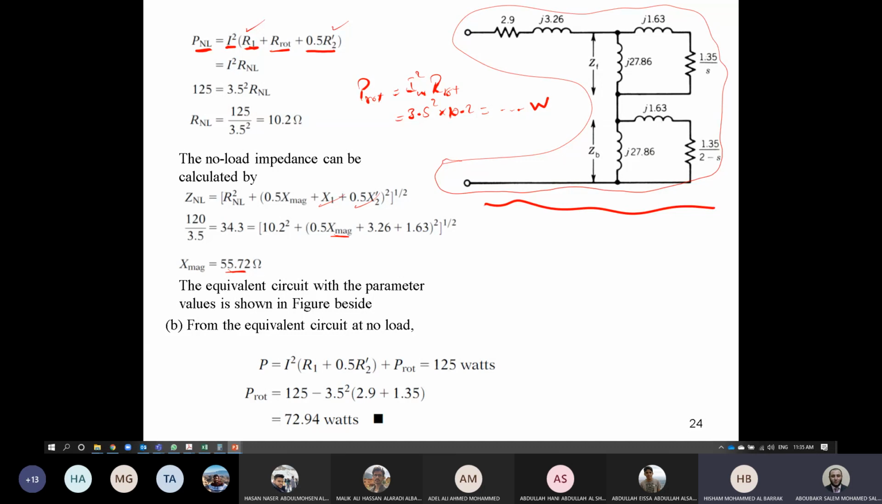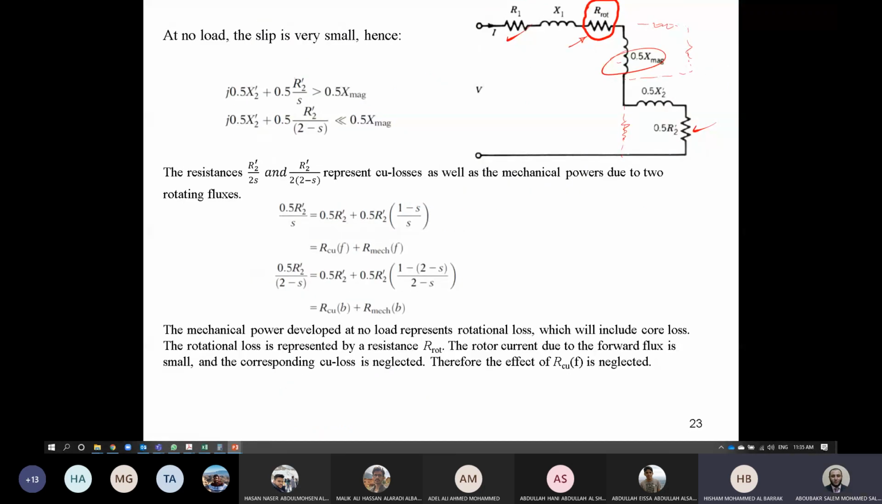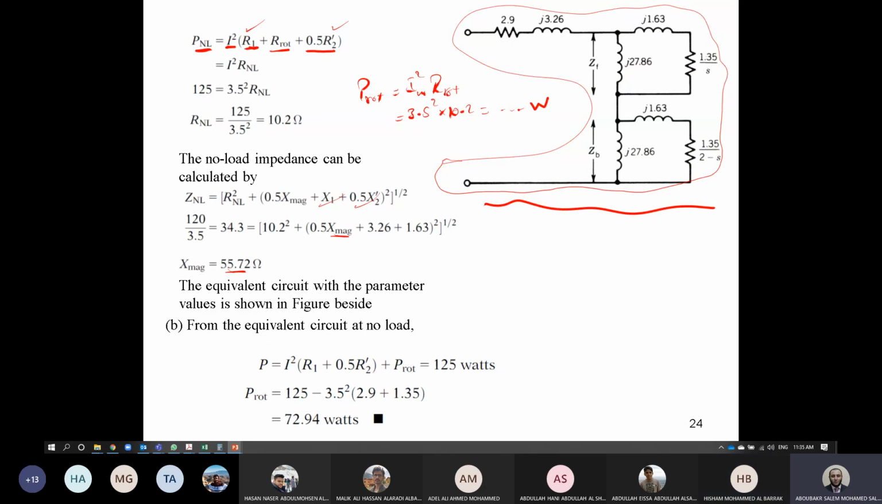The R no load, is it the same as R rotational? R no load here means the total resistance of the circuit during the no load test, which is R1 plus R rotational plus 0.5 R2 prime. You got it? When we substitute here in the R no load relation, sorry, I got the wrong value here. So sorry, this is not right. This is the R no load.